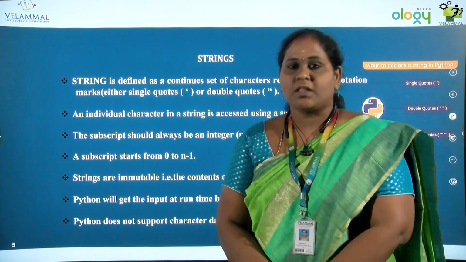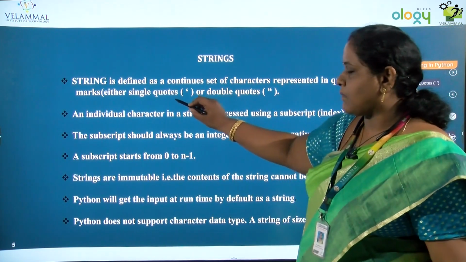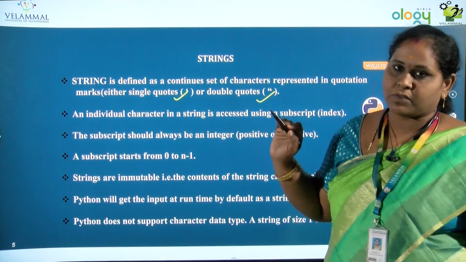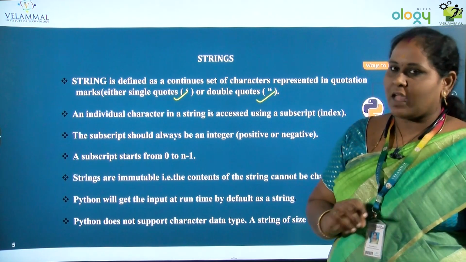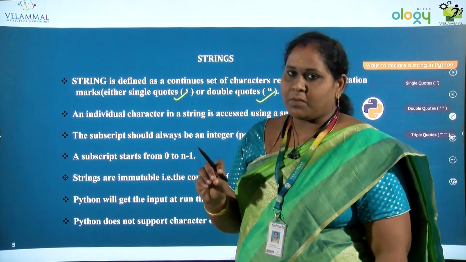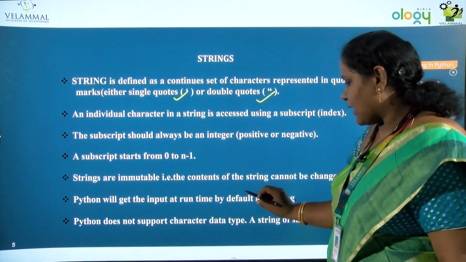Strings are nothing but a sequence of characters enclosed within quotation marks. The quotation marks can be single quotes, double quotes, or triple quotes. This is the basic of strings, and the very important property to keep in mind is that strings are immutable. Immutable means you can't change it once you have created it. That is the very important characteristic of a string.